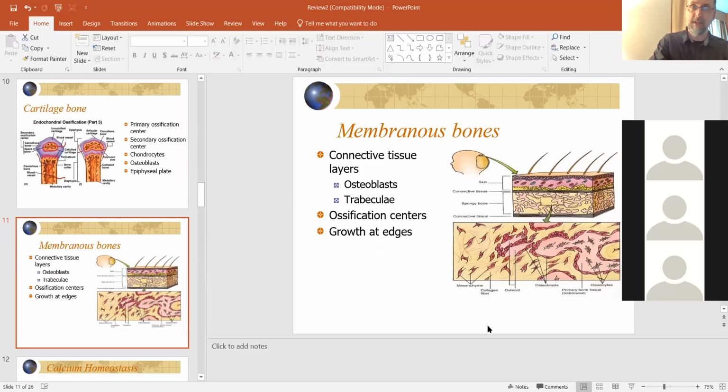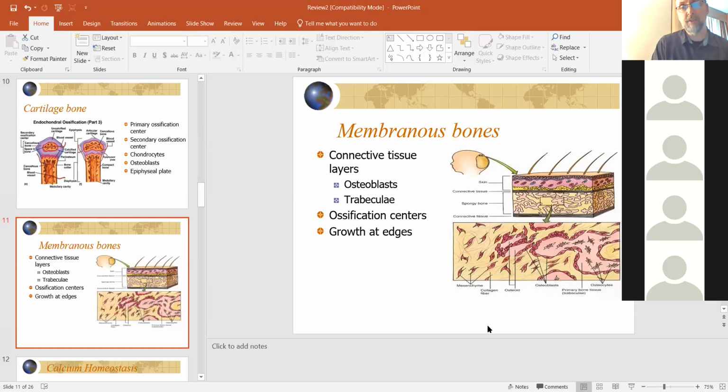Again, osteoblasts invade this, but here they first deposit trabeculae, spongy bone, and then they make a compact bone around that. And this happens in one region and the growth occurs at the edges. And so here, again, you have growth in a specific place where there's still fibrous connective tissue. And so the bones can be almost completely grown together, but they're still growing.